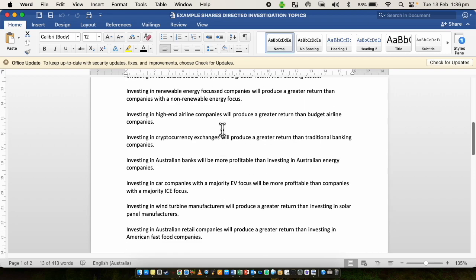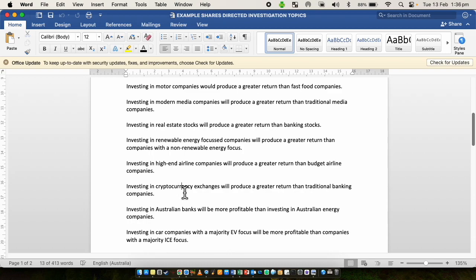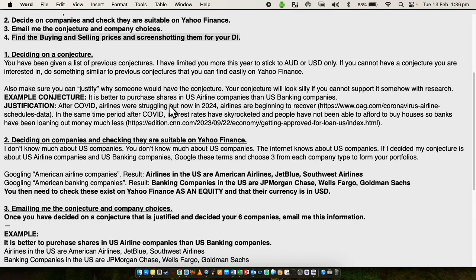All right. So if you have trouble deciding, just use one of these, because these have all worked. I've got these DIs from past years. I just wrote down what their conjecture was about.